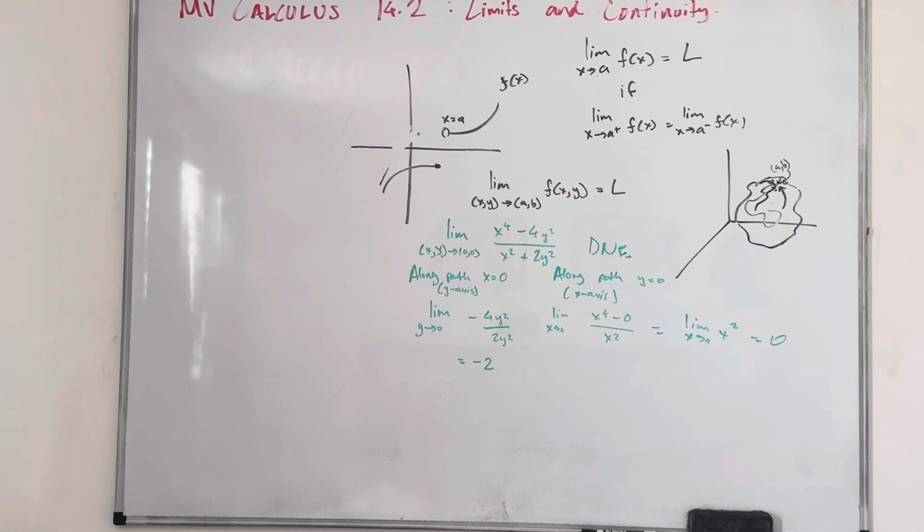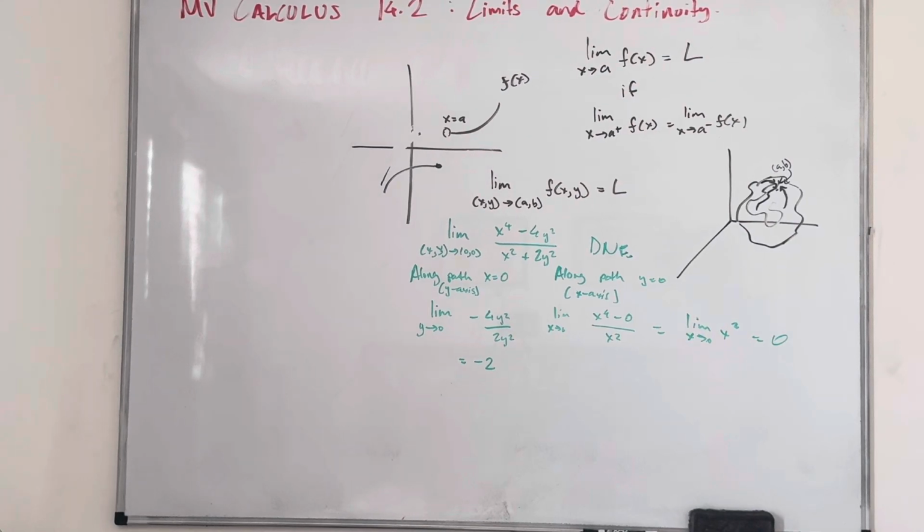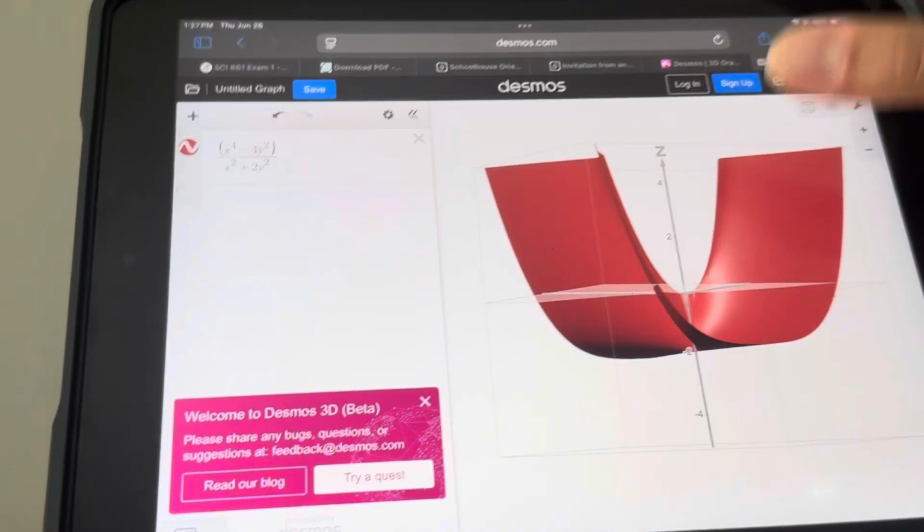And let me put in x to the fourth minus 4y squared, divided by x squared plus 2y squared. Well, yeah, this is kind of crazy. So you get this really weird looking shape that kind of looks like this.